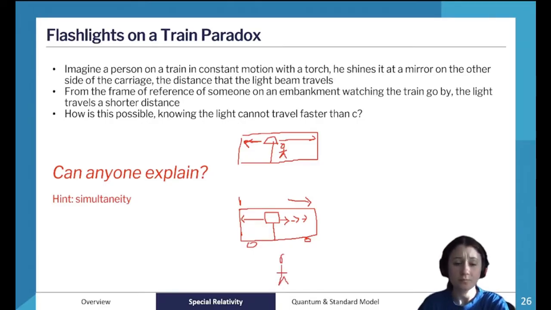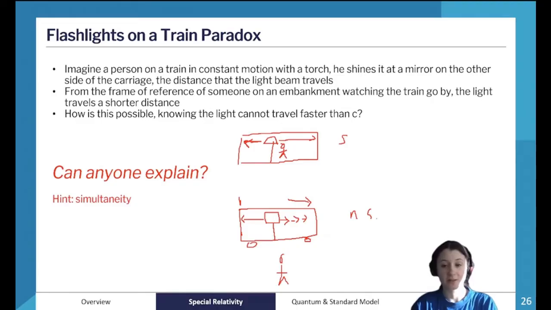So, what you can tell is that for a person inside the train, the light hitting either end of the carriage doors is simultaneous. But for a person standing on the embankment, the light hitting either end of the carriage is not simultaneous, because the light hits the back end of the carriage before it hits the front end. The back end is moving up to meet the light because the train is moving, and the front end is moving away from the light. Alright?